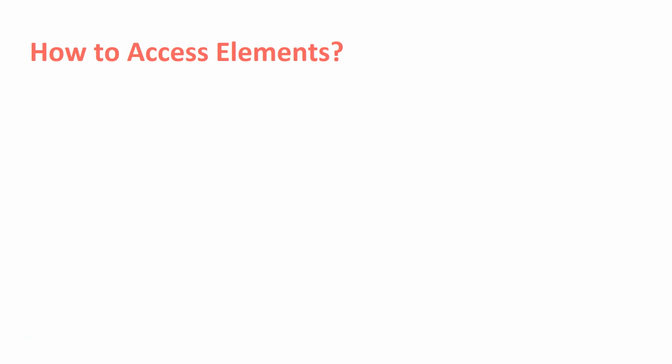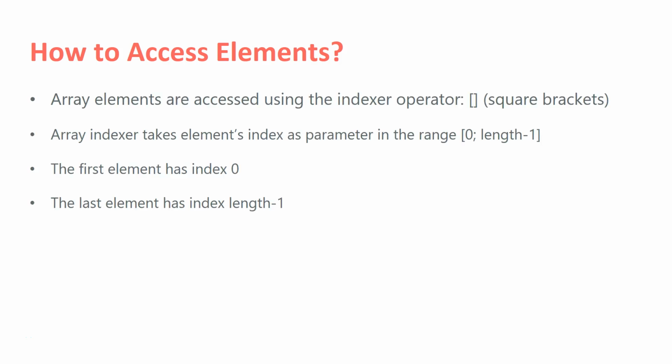Let's see how we can use these arrays and access certain elements from them. So, how to access elements? Well, array elements are accessed using the indexer operator, square brackets. The array indexer takes the element's index as a parameter in the range 0 to length - 1.